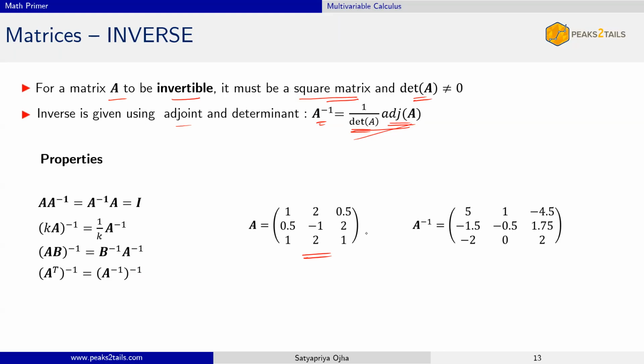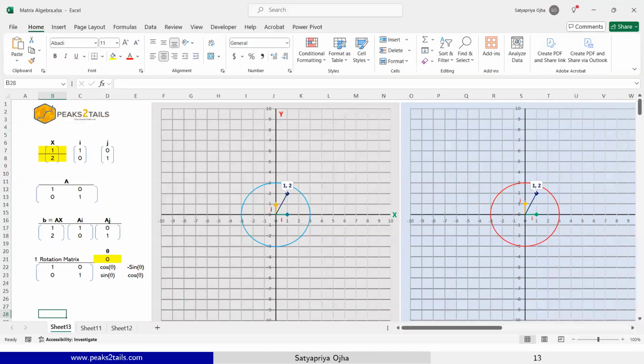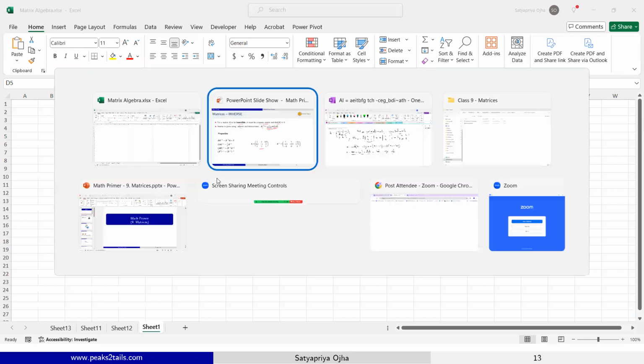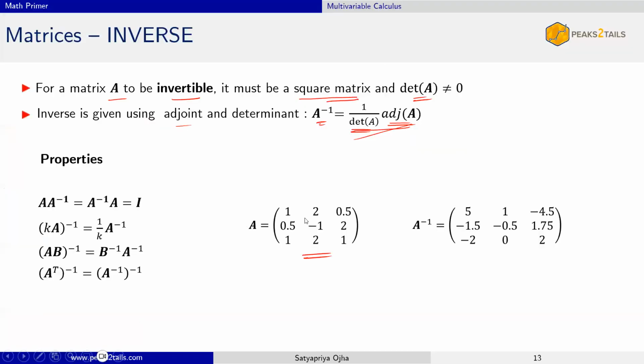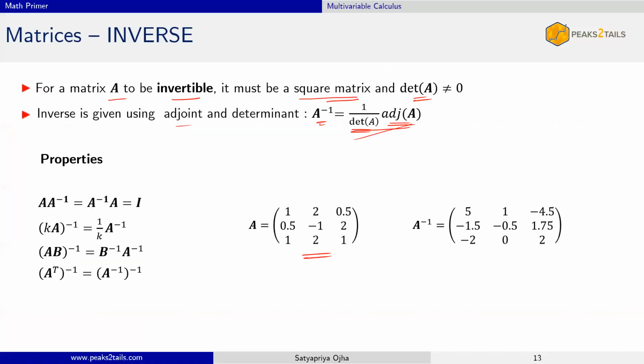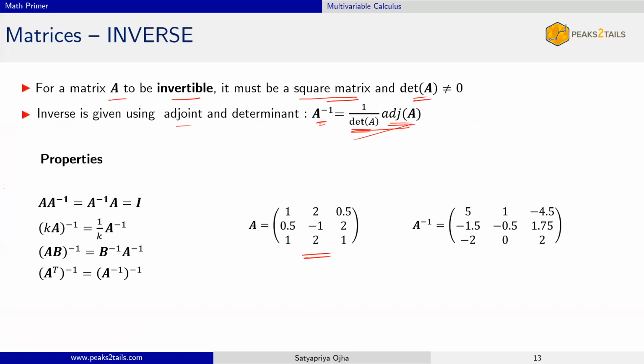Do you want me to do this in Excel quickly and show you? Let me actually show you quickly. One moment. So our matrix is 1, 2.5, 0.5, minus 1, 2, 1, 2, 1.